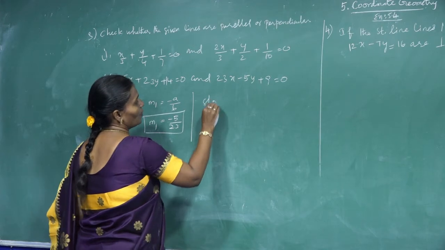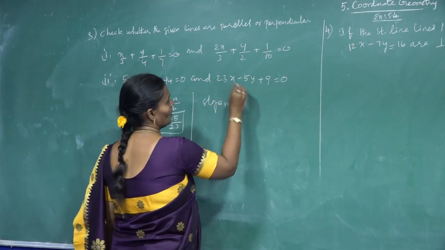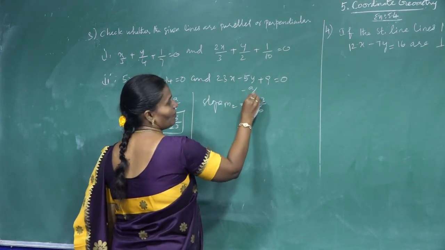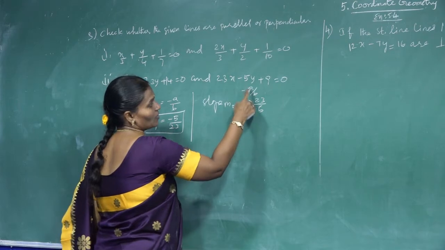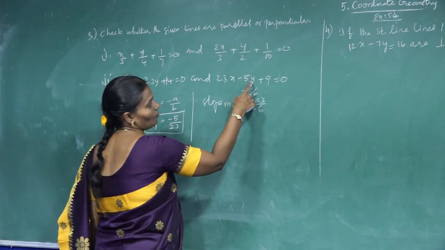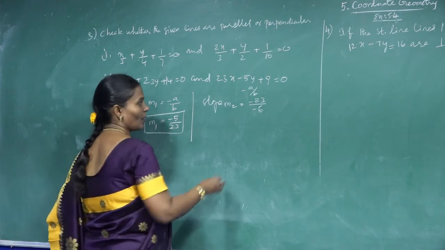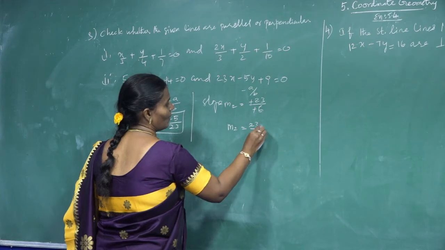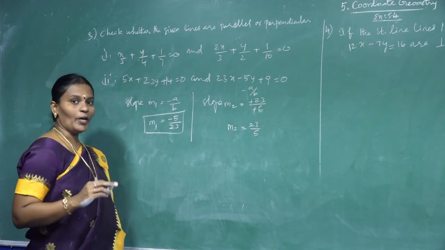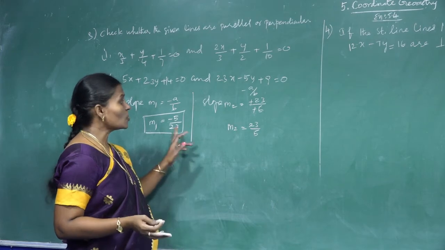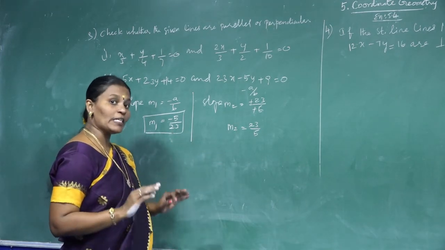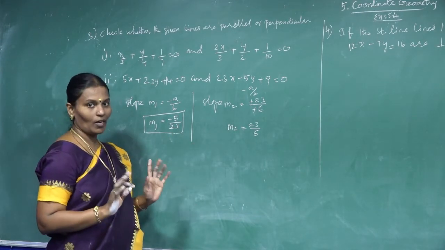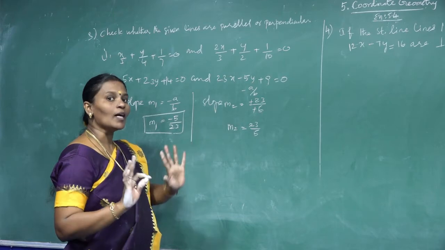Here the slope m2 is equal to minus 23 by minus 5. You know that slope means minus a by b. So minus 23 by the coefficient of y, which is minus 5. So minus minus cancel. So m2 is equal to 23 by 5. If m1 into m2 is equal to minus 1, these two lines are perpendicular, or if m1 is equal to m2, the two lines are parallel. Now you check these two, this is not equal. So these two lines are not parallel.